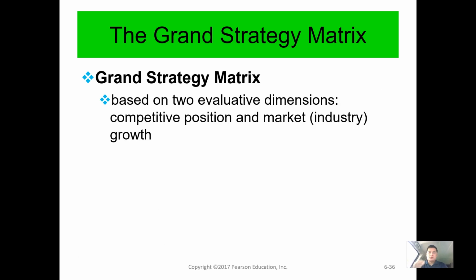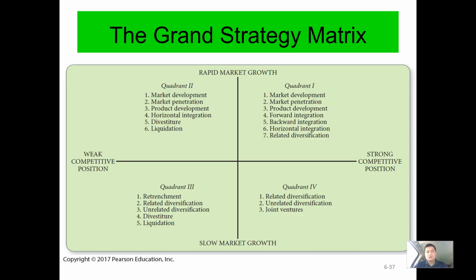The next one is the grand strategy matrix, which is based on two evaluative dimensions: competitive position and market industry growth. Here you can see rapid market growth and slow market growth, weak competitive position and strong competitive position, based on quadrants 1, 2, 3, and 4. Its location shows whether the company is in rapid or slow market growth, and a strong or weak competitive position.